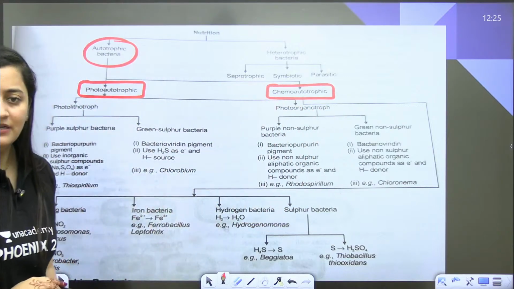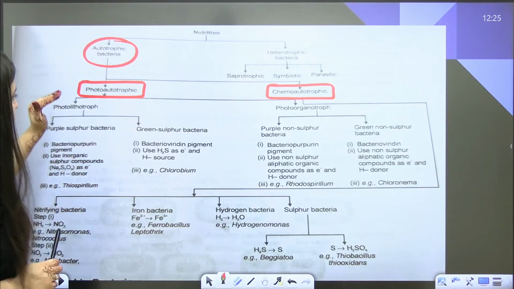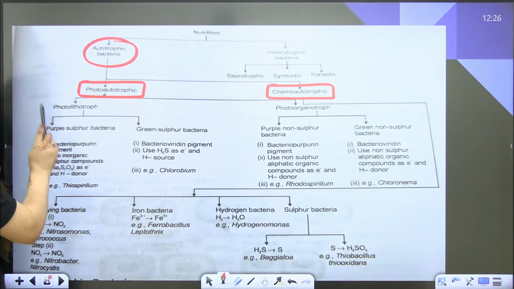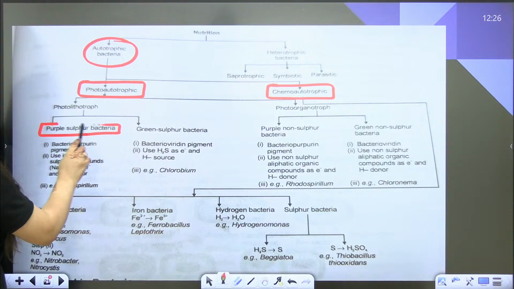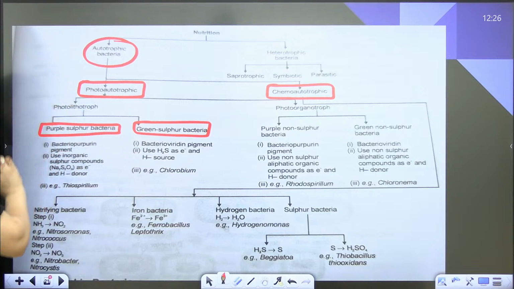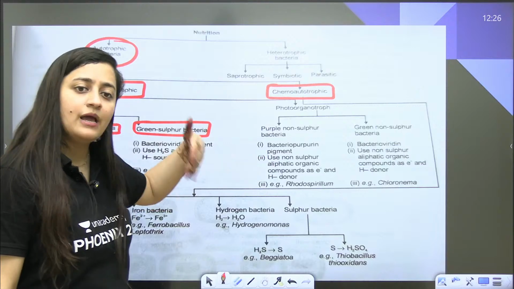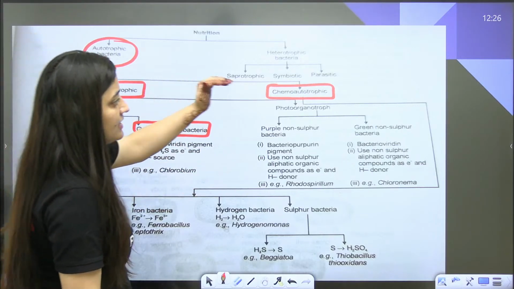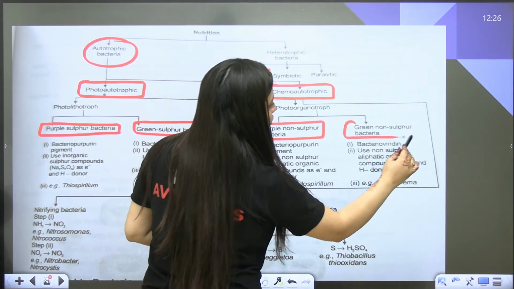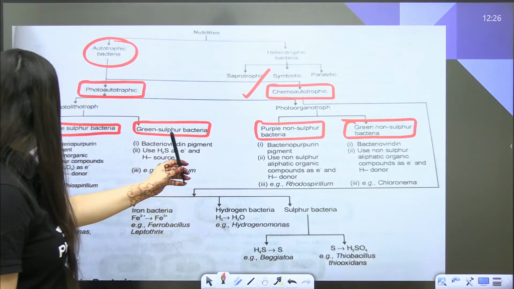Is it visible? Photo means light. These bacteria use light and make their own food, like Cyanobacteria, blue-green algae. Here also they have categories. Purple sulfur bacteria is an example of photoautotroph. Green sulfur bacteria is an example of photoautotroph. From this flow chart you can revise. I'll share the PDF in the Telegram group. Chemoautotrophs use chemicals, like purple non-sulfur bacteria and green non-sulfur bacteria.